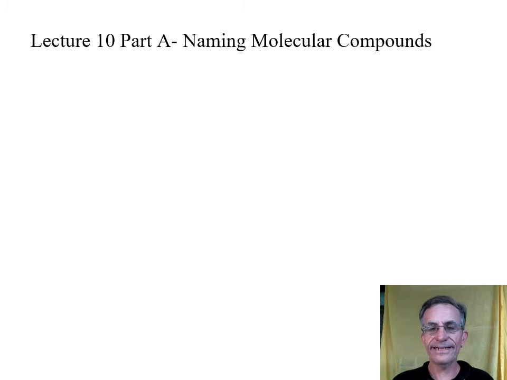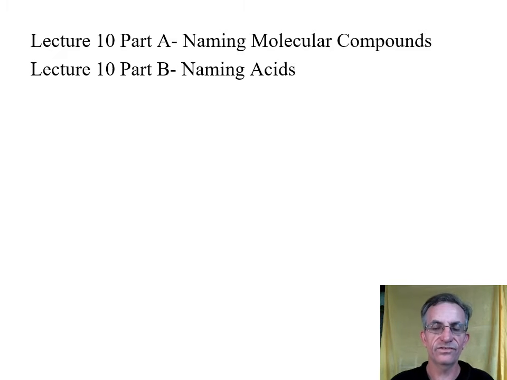All right, we're on to lecture 10 part B right now. And in this lecture, we're going to learn how to name yet another kind of compound, right? So we started off with the ionic. Ionic compounds, metal and a non-metal. Then we talked about, in the last part, molecular compounds, two non-metals. All right, in this lecture, we're going to learn to name acids. So this will be our last kind of compound that we learn to name.